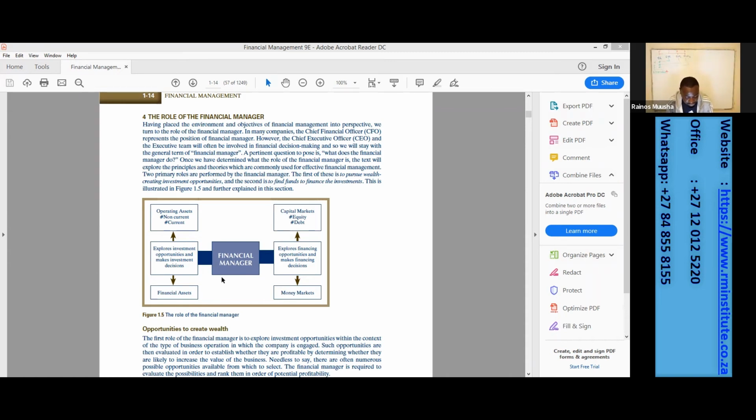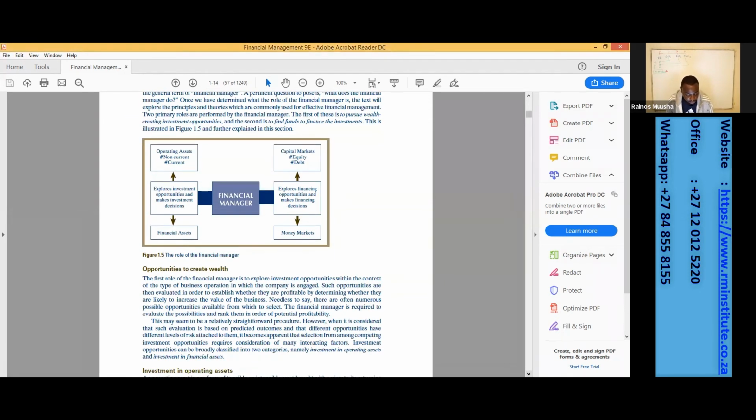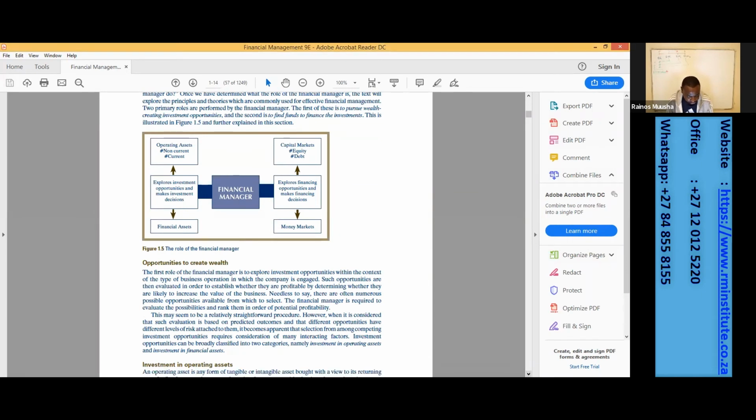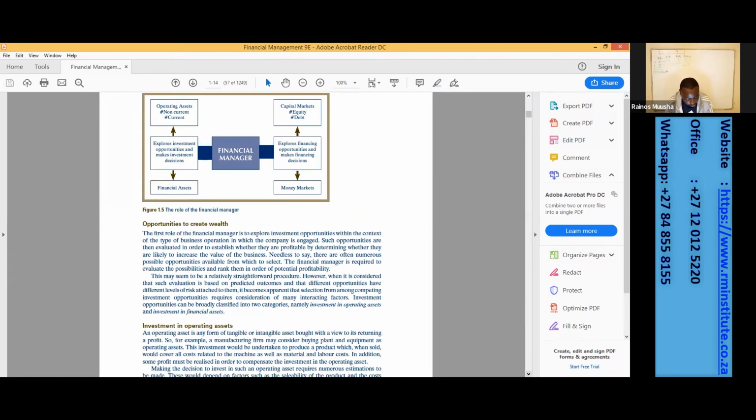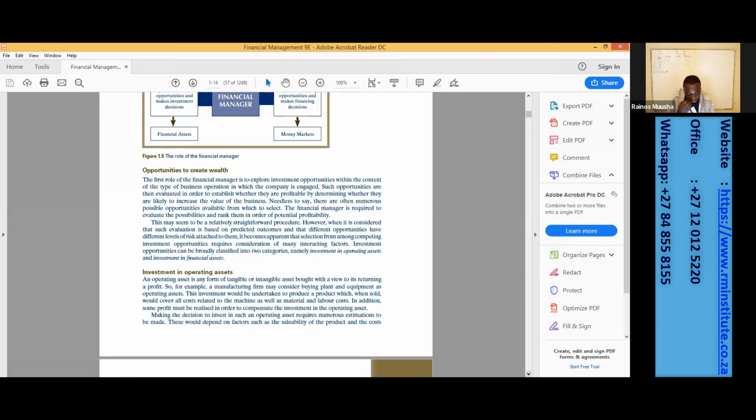So this is basically the activities of what the financial manager is going to be pursuing as well, right? So which means that at the end of the day, this is how they're going to be looking at opportunities to create wealth, which is through achieving the goal of the firm, which is maximizing shareholders' wealth as well.